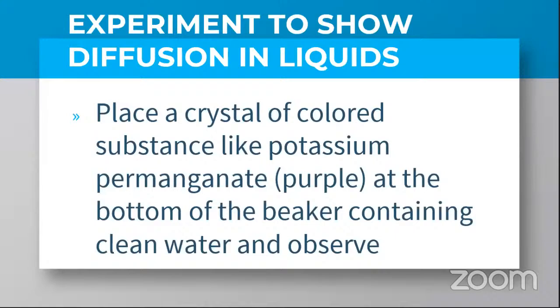Thank you for the definition of potassium permanganate. To the rest of us, potassium permanganate is just a compound, of course, in chemistry. And why do we use it here? Because of its color. It has a very bright color. This purple is very bright.